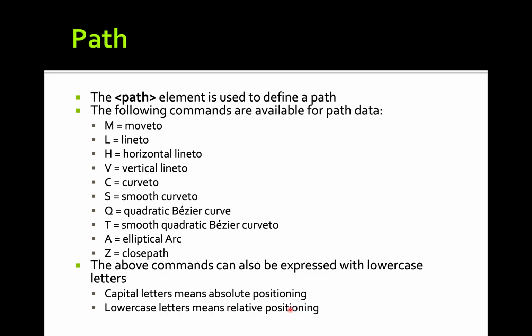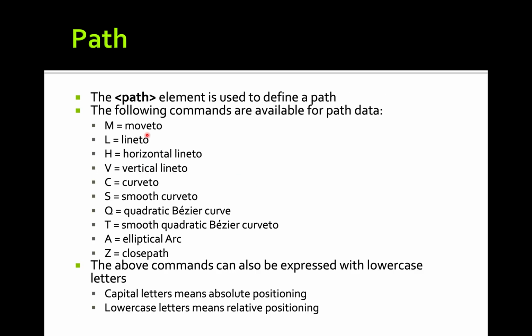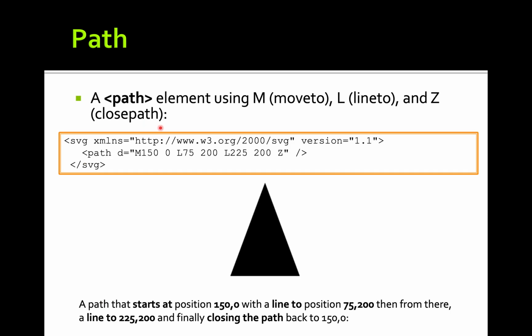Relative positioning means it becomes more scalable, and if you want to make it an absolute position, then you want to use the capital ones. So this is the difference: you can make it fixed or you can make it scalable. So what is happening here? We say M and then 150, 0. It means go to that specific point, move to. So we are saying go to 150, 0.